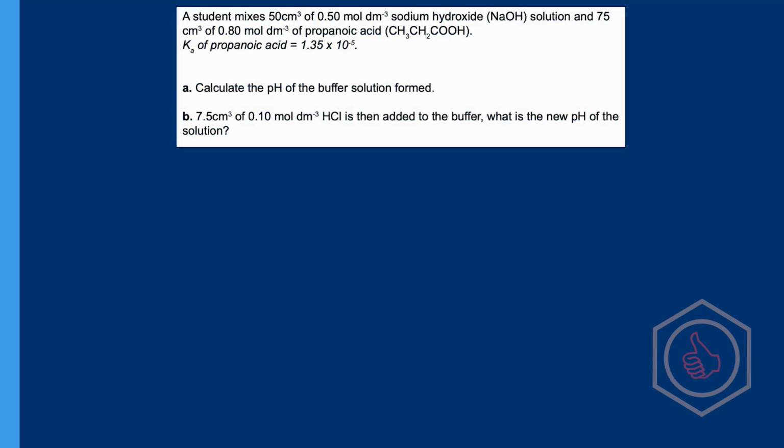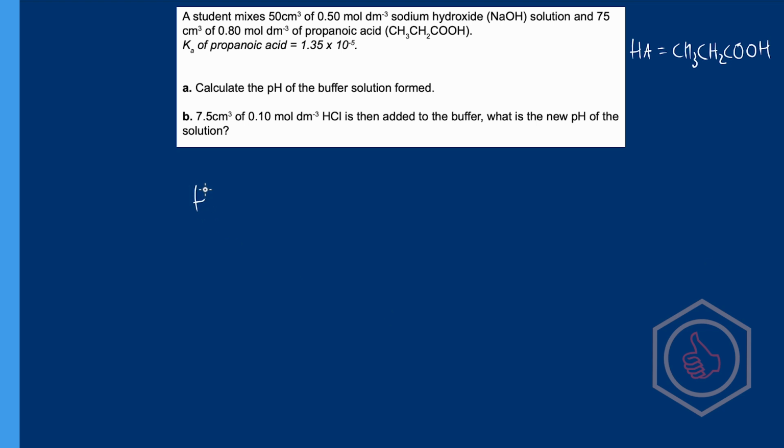Okay, another question. A student mixes 50 centimeters cubed of sodium hydroxide solution and 75 centimeter cubed of propanoic acid. Calculate the pH of the buffer solution formed. Well, the first thing we need to ask ourselves in this question is what happens when sodium hydroxide reacts with propanoic acid. Now, to make things easy with our workings here, we're just going to treat propanoic acid as a general weak acid. So HA is going to mean CH3CH2COOH. It's just a bit easier to write it in your workings and keeps things a bit clearer. But the weak acid in this question is CH3CH2COOH.